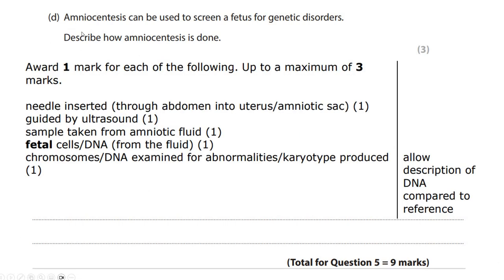So, the process of amniocentesis: the needle is inserted through the abdomen into the amniotic sac, guided by ultrasound. A sample is taken from the amniotic fluid, and then the fetal DNA from the fluid is examined. So the DNA is examined for abnormalities.